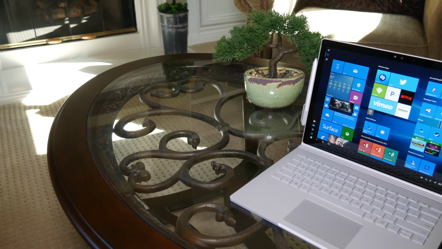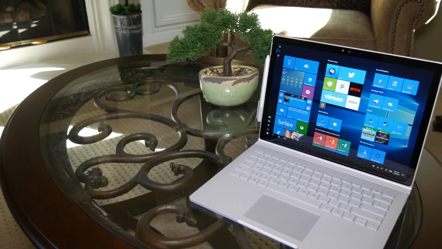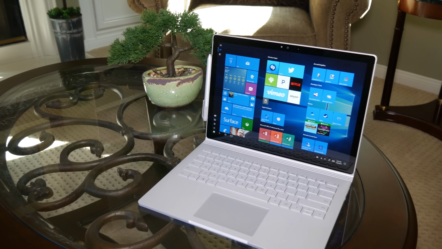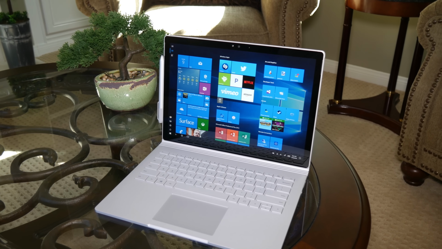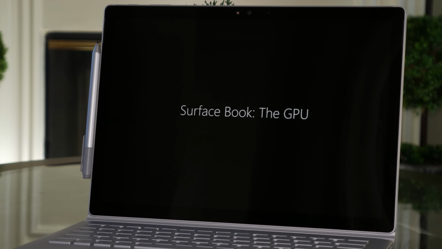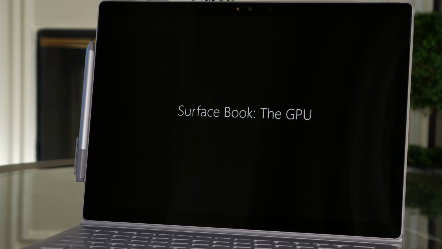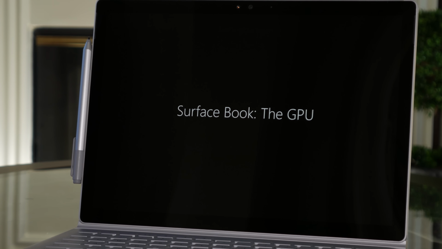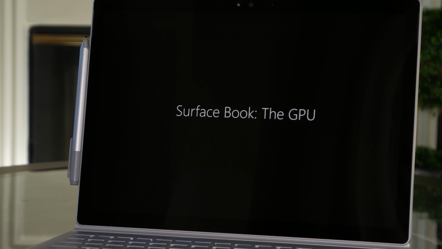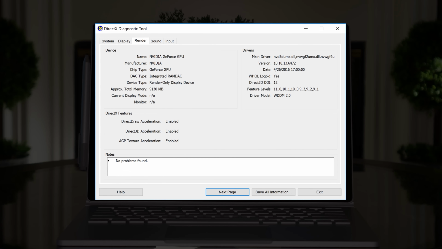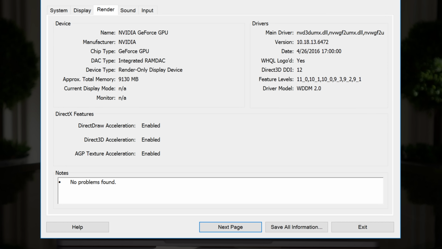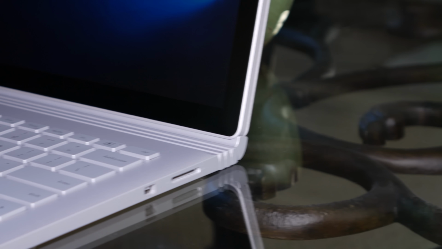Hey guys, today I want to talk about the Surface Book and its GPUs. If you've ever tried looking up the specifics of a Surface Book's integrated and dedicated GPUs, you may notice that the information people post is arguably inconsistent. You may have heard that the Surface Book's dGPU has only 1GB of memory, which is correct, but when you run a hardware diagnostic through the DirectX diagnostic tool, it reports that the Surface Book has 9,130 megabytes of video memory. So you're going to wonder, well, where the heck did the other 8,106 megabytes come from?